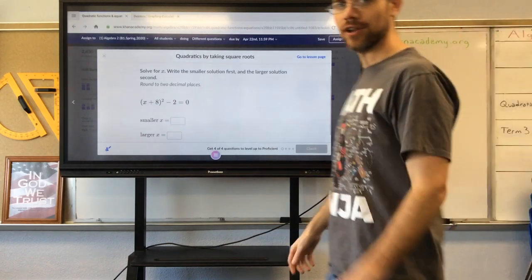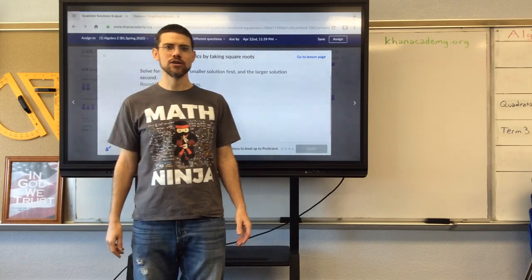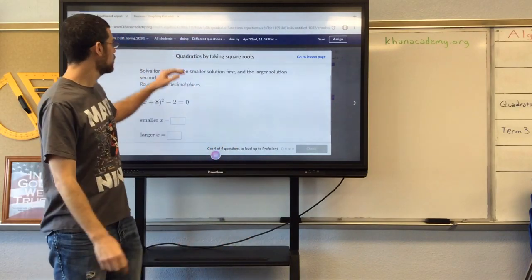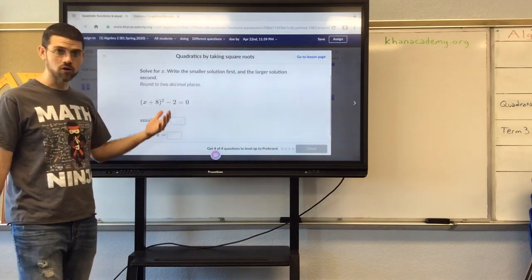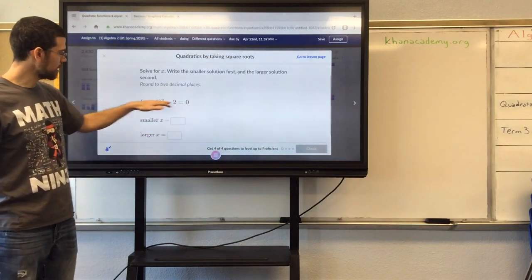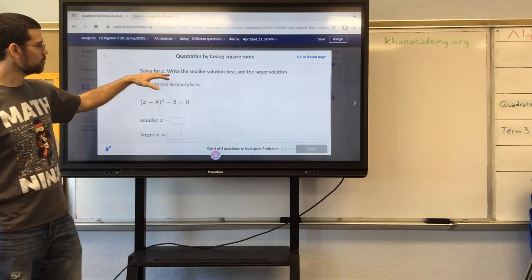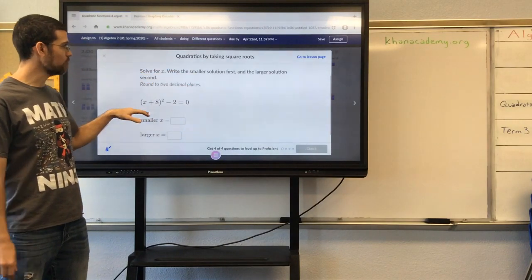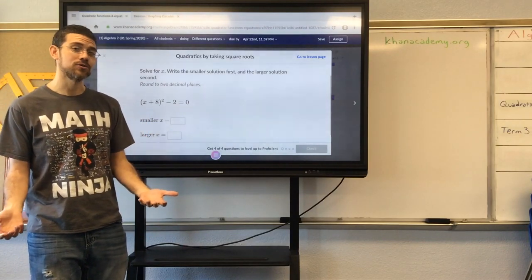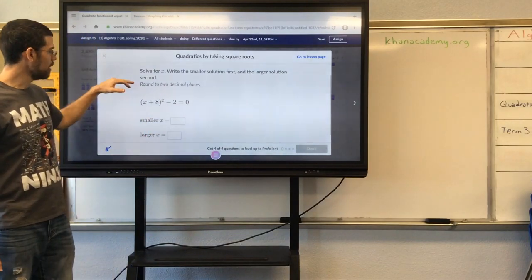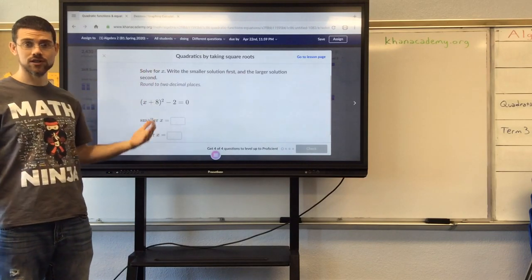Welcome back. We are in Khan Academy Algebra 1 and the unit is quadratic functions and equations. We're looking at quadratics by taking the square root, so we want to solve this quadratic equation for x. Solve for x, write the smaller solution for x first and the larger second. That's telling us there are two solutions to this. And it also says round to two decimal places in this case.